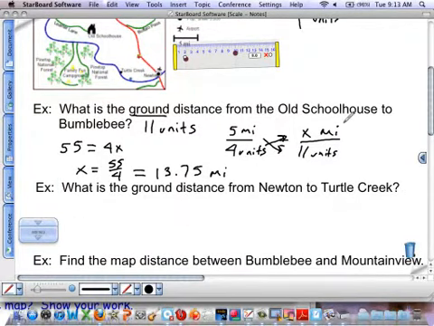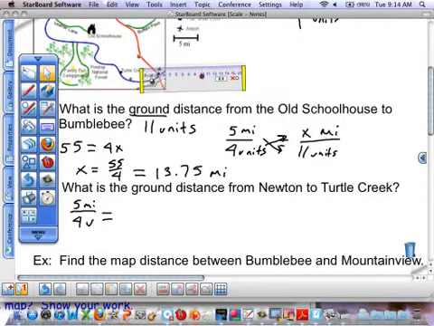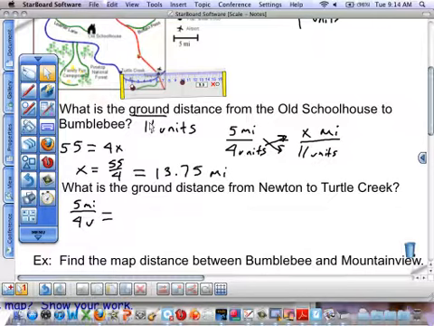Ground distance from Newton to Turtle Creek. So again, our scale is going to be 5 miles over 4 units. Now we've got to figure out the distance from Newton to Turtle Creek. Okay, so here's Newton. There's Turtle Creek. How many units are they away?